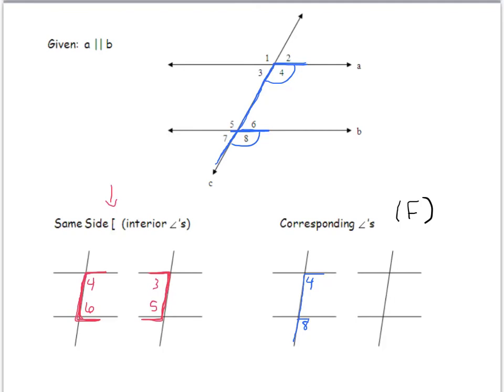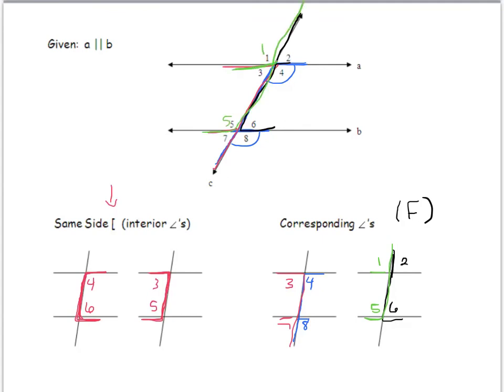Okay, now you could have also looked the other way and said 3 and 7. Now, even though this is a backwards F, 3 and 7 are considered corresponding angles. They do make the F. Now, you can go upside down as well. If you go upside down, you'll see that 6 and 2 also make an F here. And if you go the opposite way, if you flip it like we did before, we've got 5 and 1.